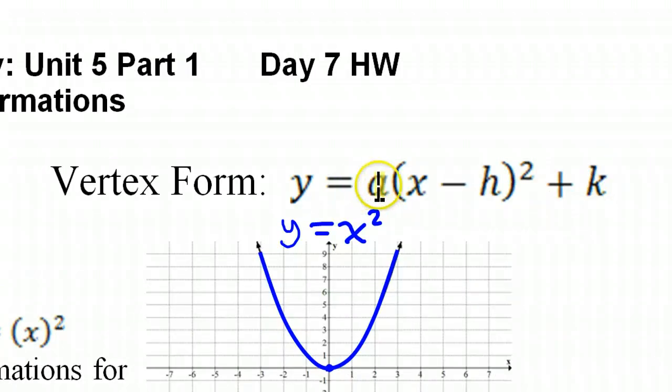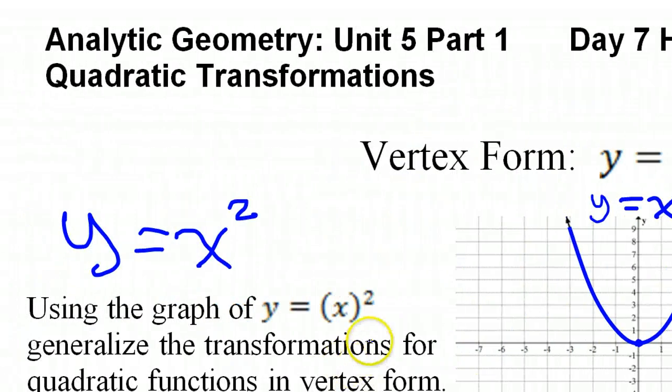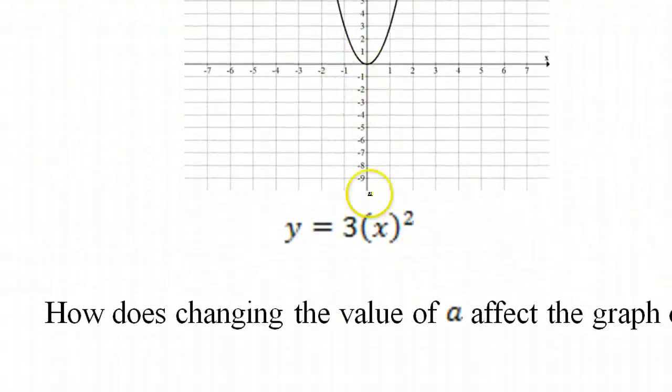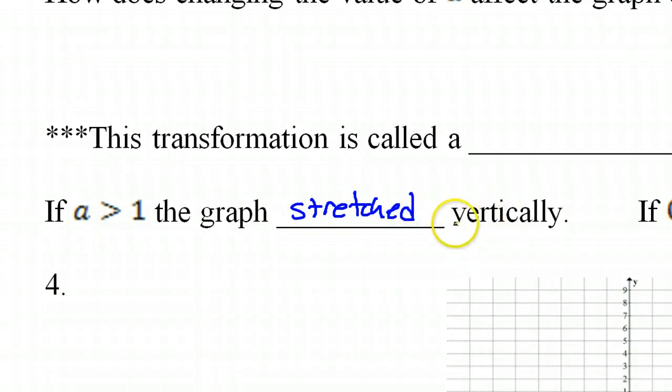Now, looking back at our model, this number in the front is called the A value. So we just saw that we had an A value of 3, and that was a vertical stretch by a factor of 3. It was 3 times as big. We call that a factor of 3. So let's go ahead and record that on our notes here. When we had an A value that was bigger than 1, the graph stretched vertically.